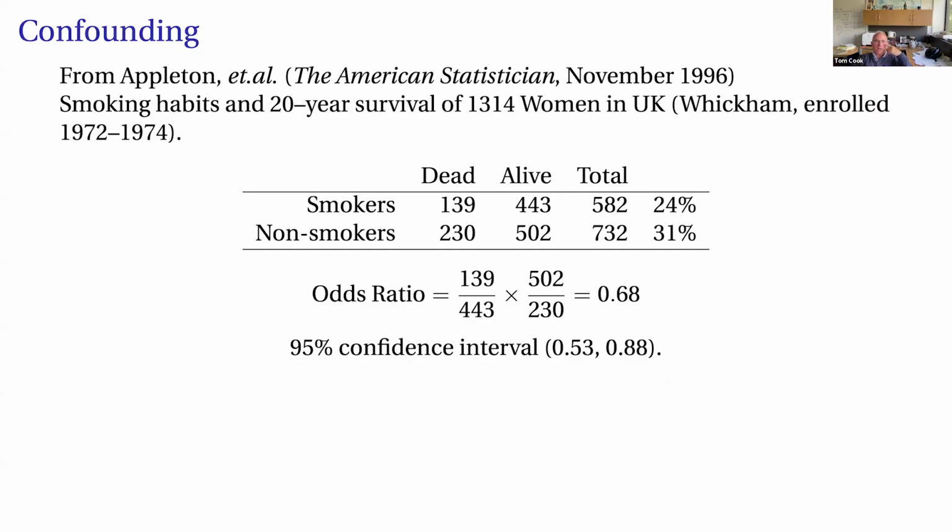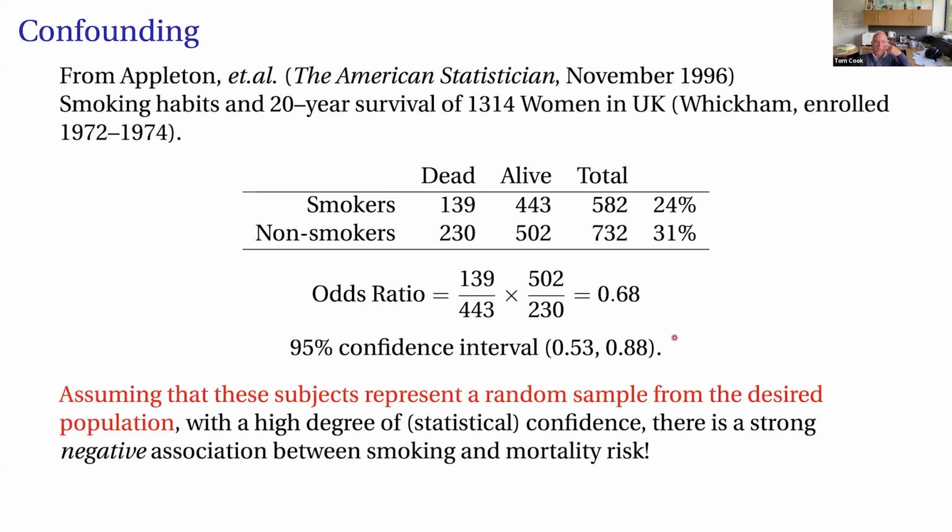They were followed for 20 years, and then it was noted at the end of that 20 years that smokers had a 24% mortality rate and non-smokers had a 31% mortality rate. This corresponds to an odds ratio of 0.68, and the confidence interval is well below 1. So if we can assume that these subjects represent a random sample from the desired population. Now inference, this confidence interval actually relies on the fact that these subjects are randomly selected.